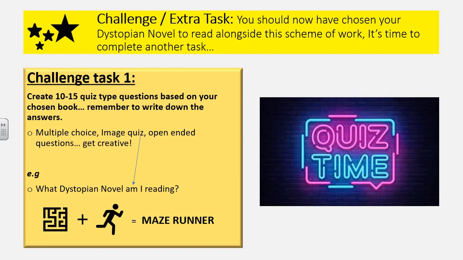So I've given an example of down here. So your question might be, what dystopian novel am I reading? So you might draw a picture of a maze and somebody running, and that would be Maze Runner. So that's your image quiz. So where you put some images together and they create the name or a phrase, or they're basically the clue to the answer of your question. Or open-ended questions. So it could be, what time did the garage doors open? And you don't give a multiple choice. You just give an open-ended question.